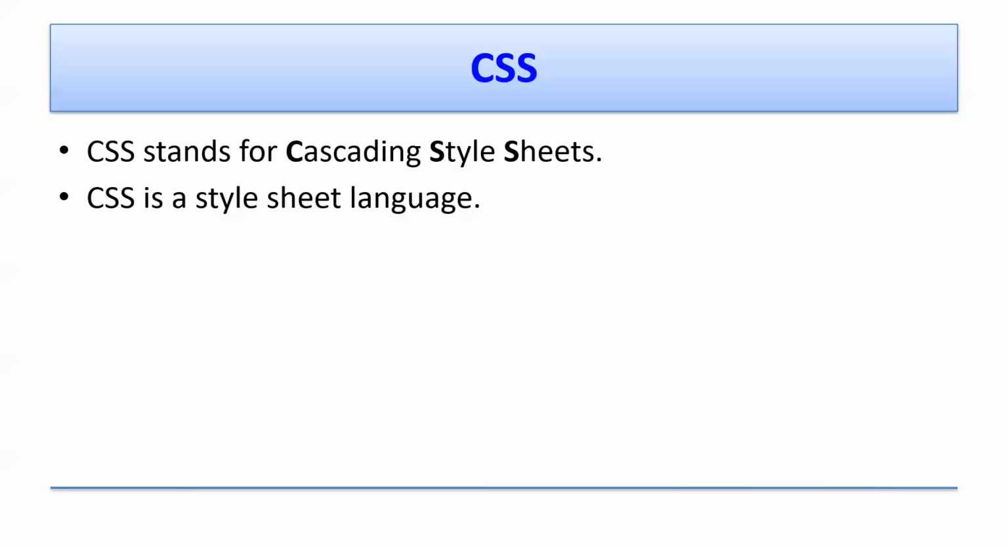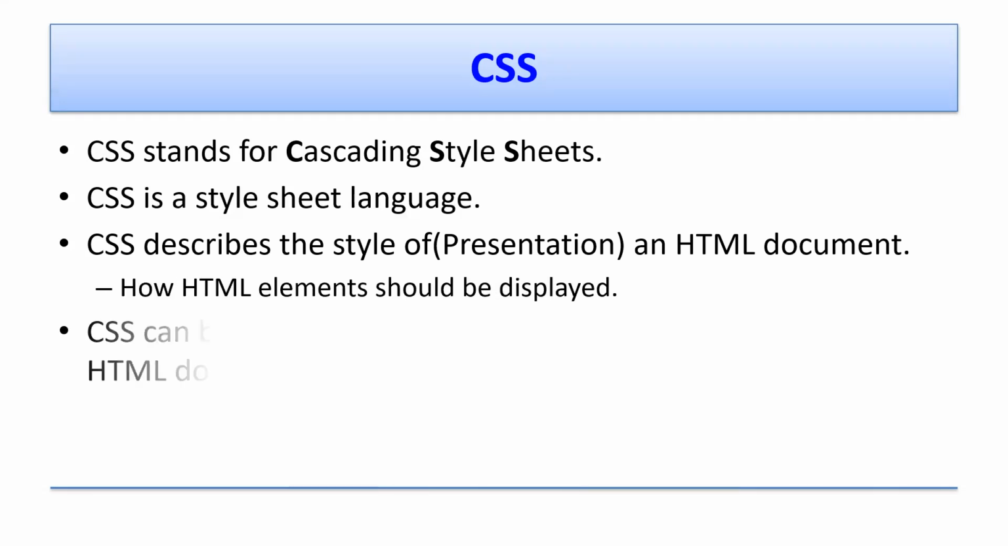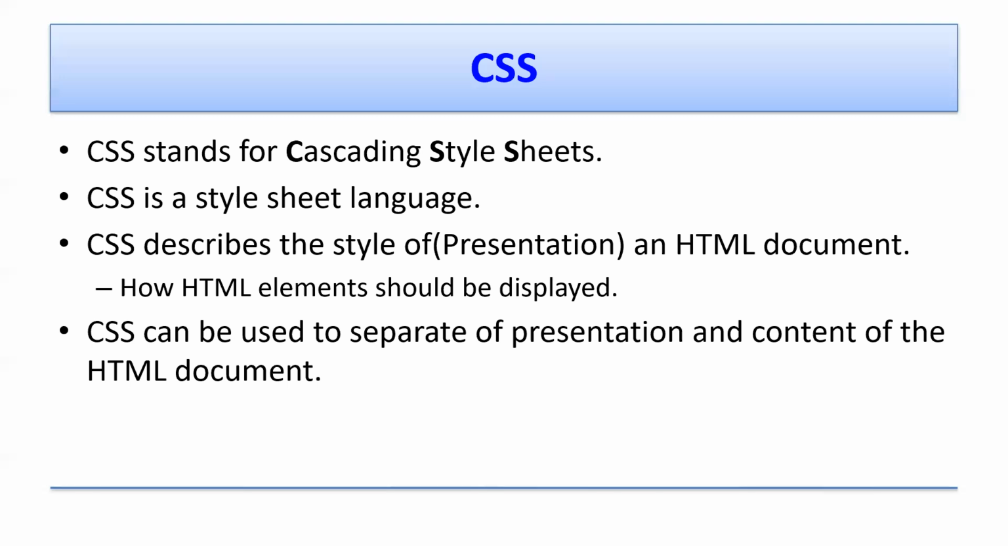This is the styling language, which means by using CSS we can describe or define the style of the HTML document. Style means the formatting, basically the presentation, simply we call it formatting. It describes how HTML elements should be displayed, and CSS can be used to separate presentation and content of the HTML document. We can define this formatting as a separate document, which we call a separate style sheet.